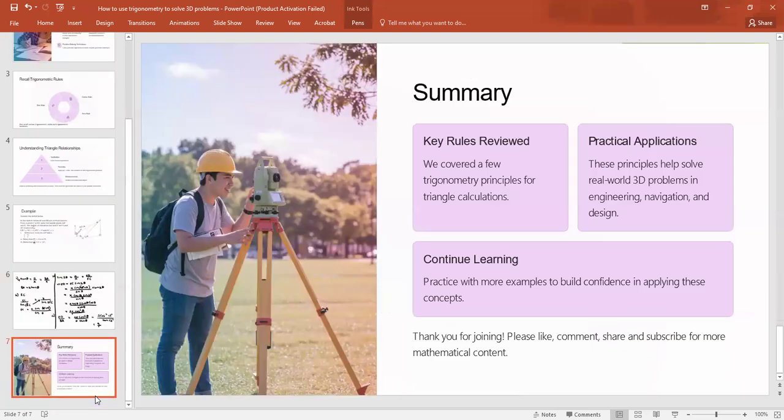As a summary, we have covered the trigonometry principles for triangle calculations. We've shown you how to use them to solve 3D problems, and you are advised to practice more examples. Practice with more examples to build your confidence in applying these concepts.